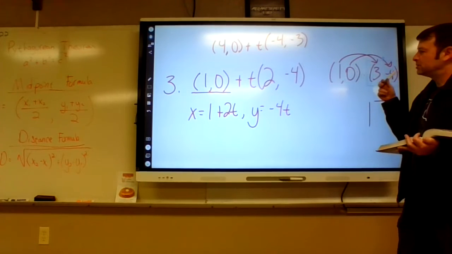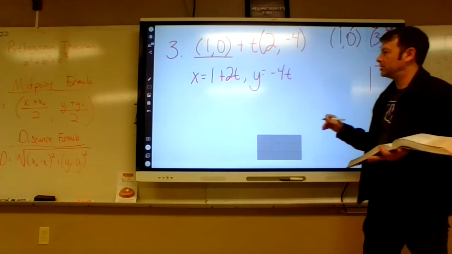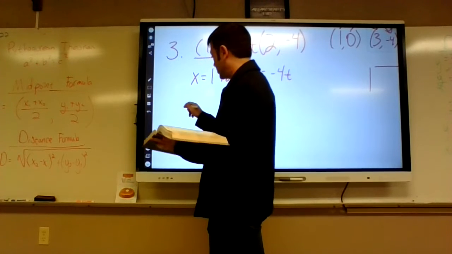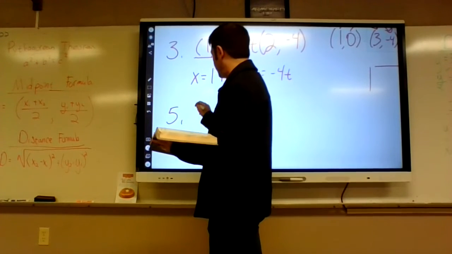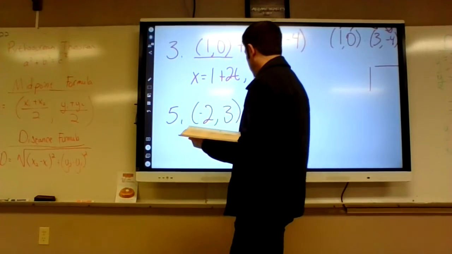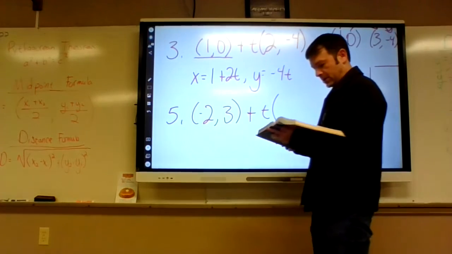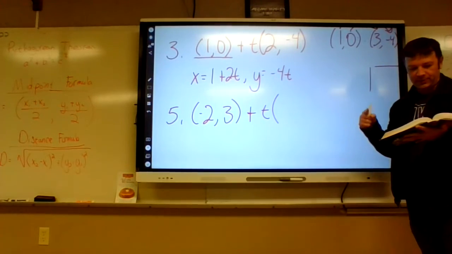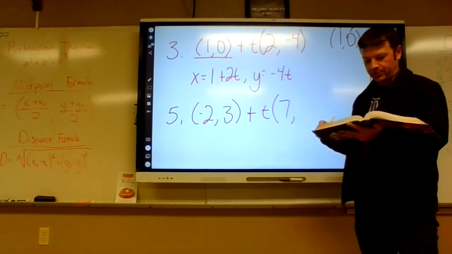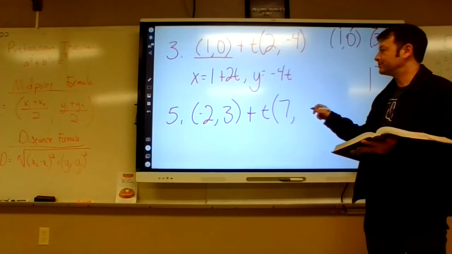Alright. We'll do some more. Number 5. Okay, so 5 starts at (-2, 3). So we're going from -2 to 5. How far are we going? 7. And then from 3 to 1. How do you go from 3 to 1? -2t.